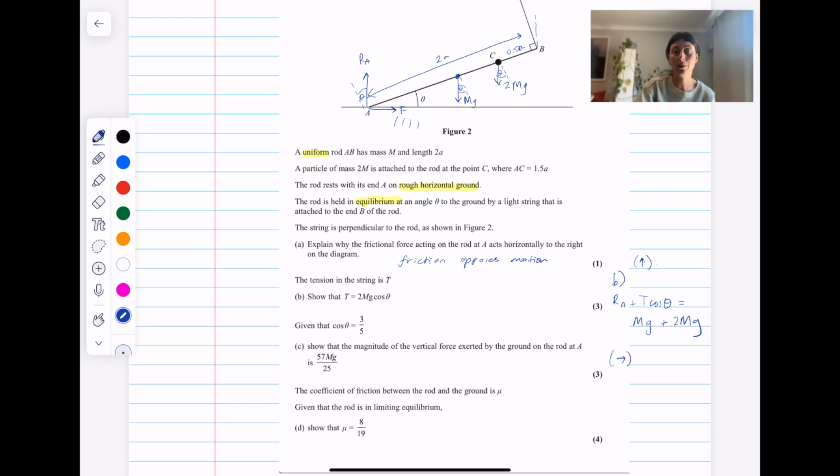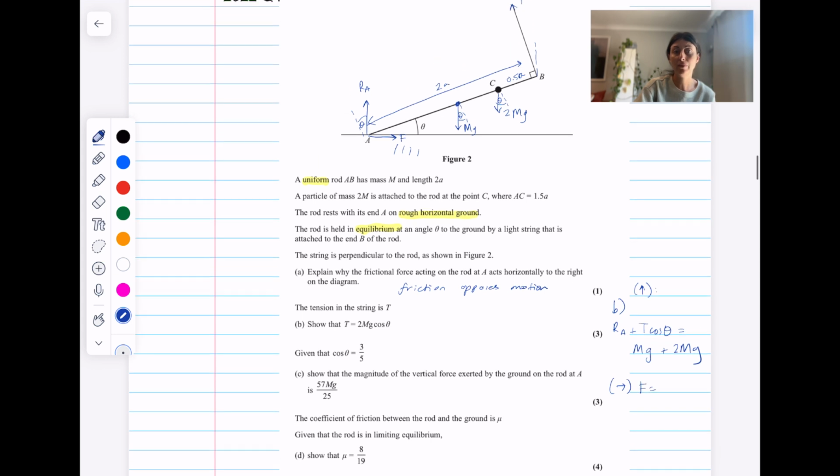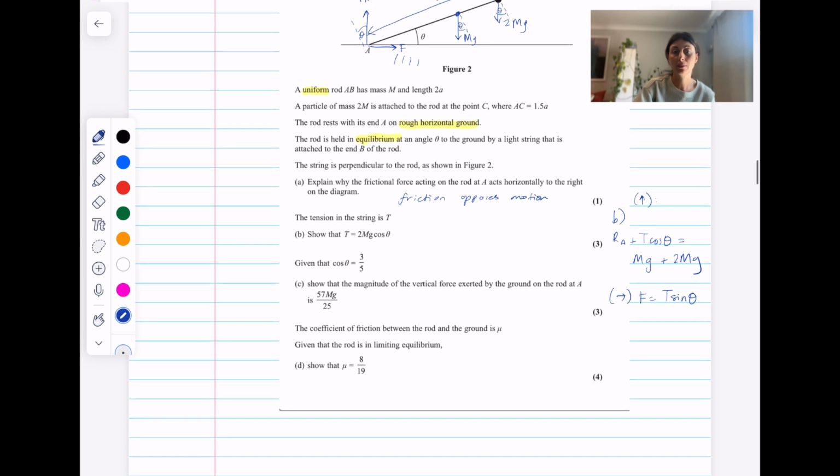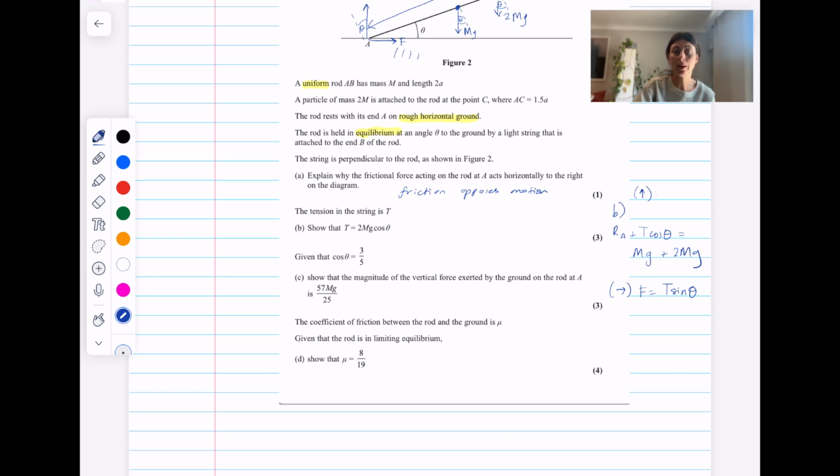We can also do our horizontal resolving as well. F is the only force pointing to the right, and T will also have a horizontal component. This time turn it away from the theta and it will be pointing to the left, T sin theta. Now, looking at these two equations, I don't think we quite have enough to eliminate Ra and F. So we will need to take moments as well.